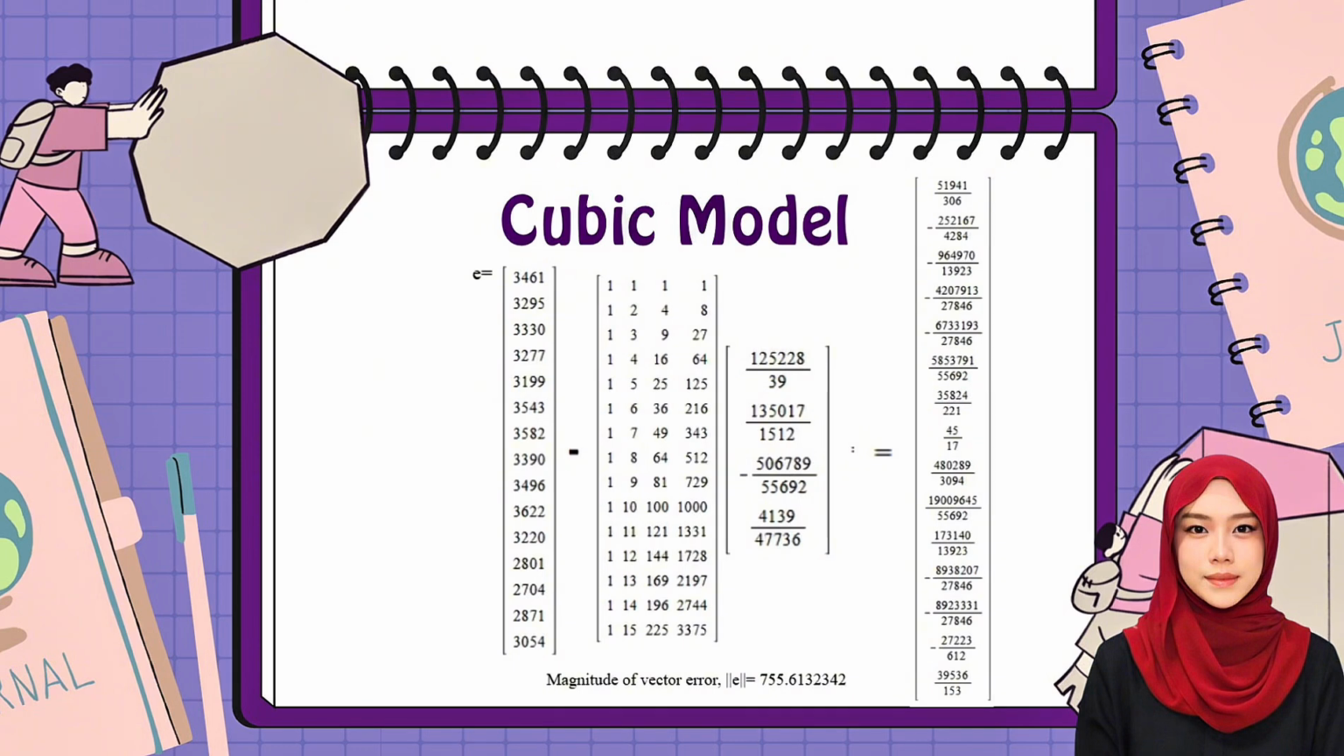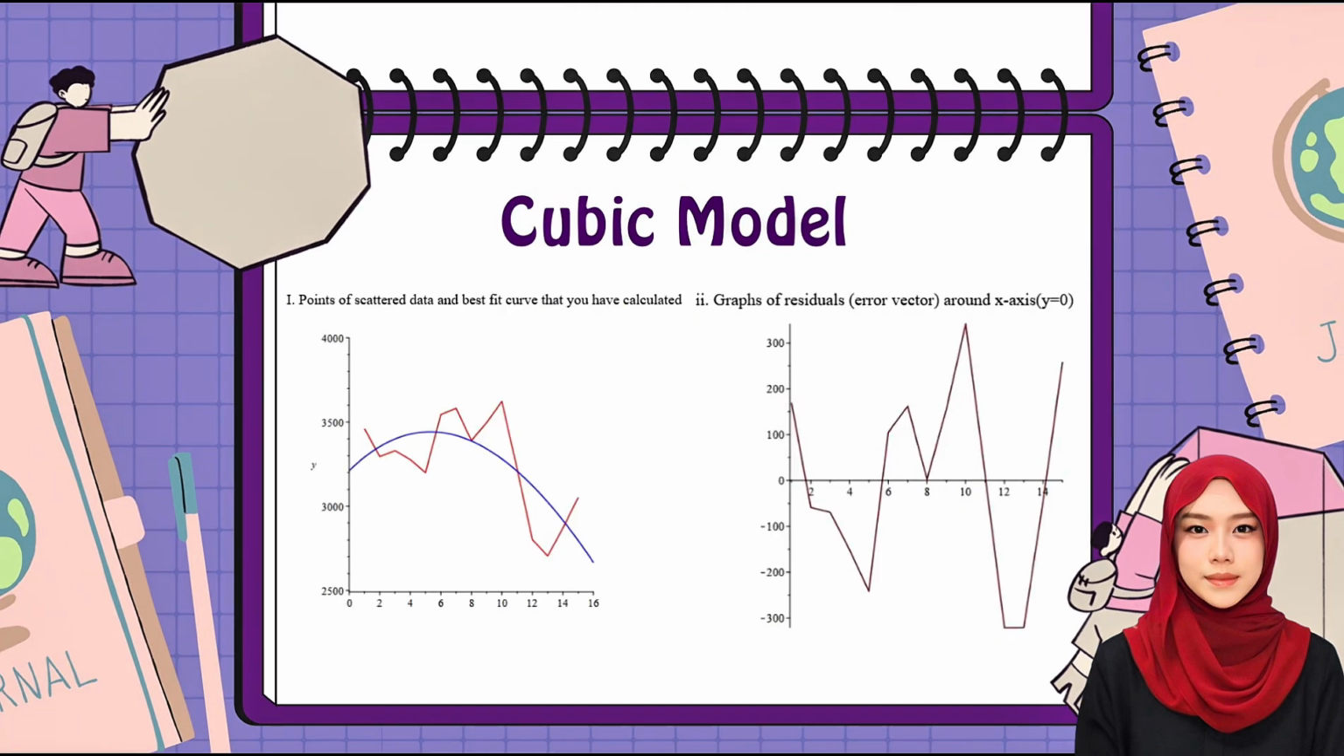Next, we calculated the error vector by subtracting the predicted values from the actual data values. The magnitude of the error vector is approximately 755.61. This value measures the overall difference between the model and the actual data. In this slide, the graph on the left shows the scattered data together with the cubic best fit curve. The graph on the right shows the residual error around the x-axis. Since the residuals are distributed around 0, the cubic model gives a reasonable fit for the data.